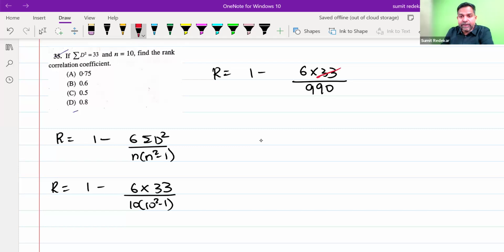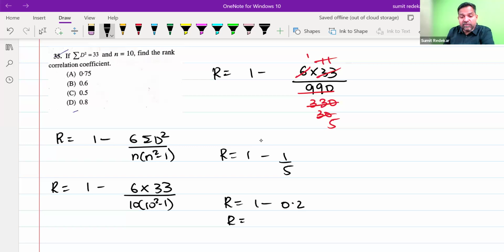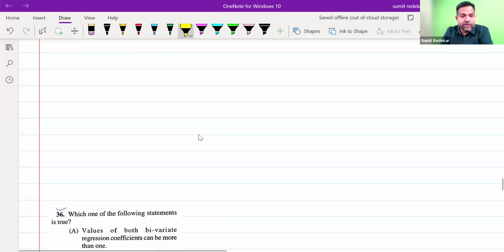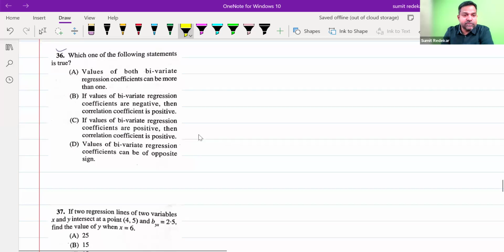3 11s are 33. 3 3s are 9. 3 3s are 9, 0. 11 1s are 11. 11 3s are 33, 0. 6 1s are 6. 6 5s are 30. So that leaves us with r is 1 minus 1 upon 5. r is 1 minus 0.2. r is 0.8. There is 0.8 correlation between the ranks. That is 35.